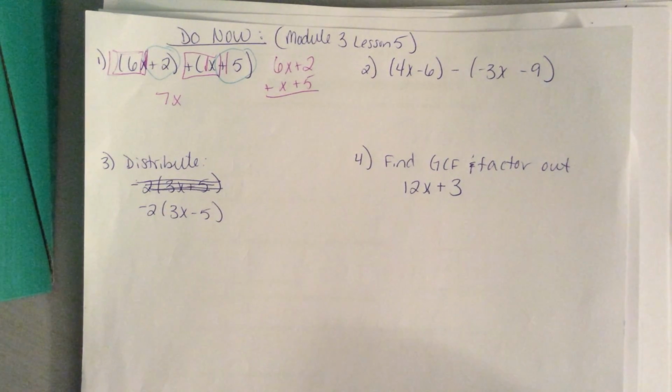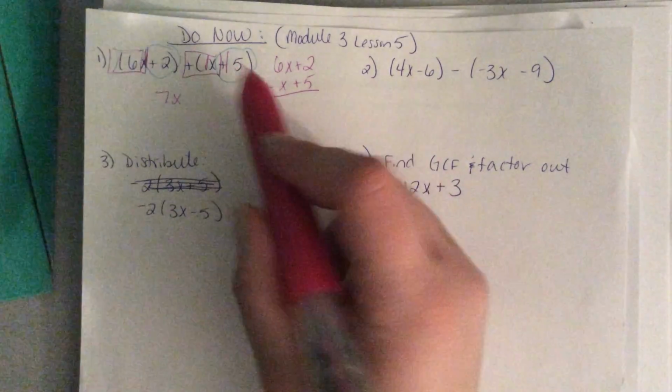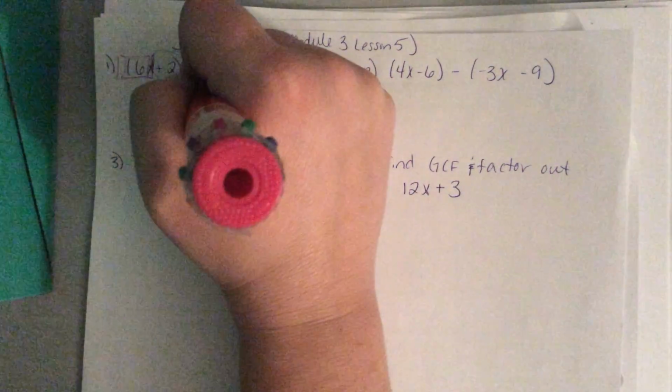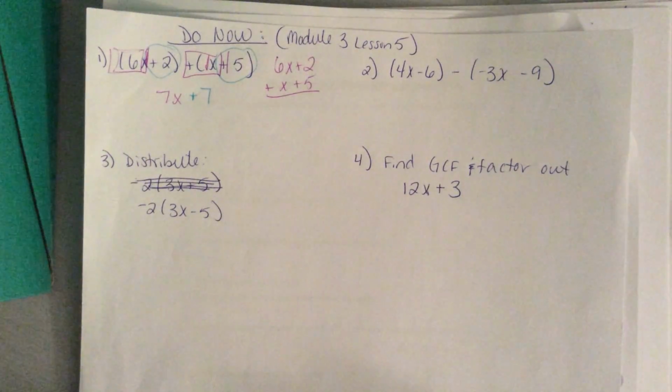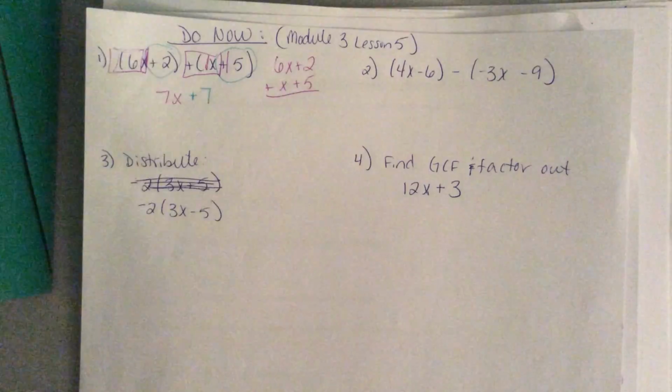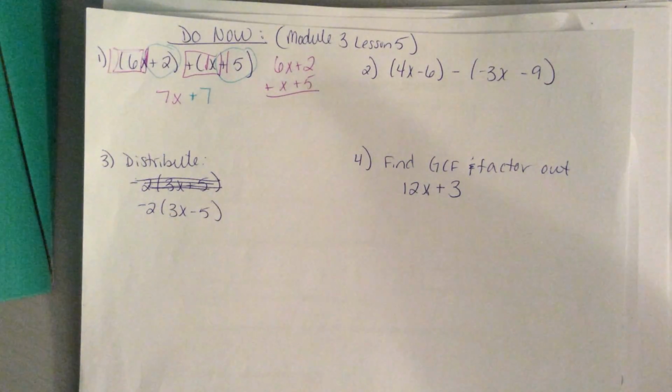Okay, so positive 2 plus 5. So 2 plus 5 gives us 7. So this is plus 7. Right? Yeah, it is. Okay. So then number 2.